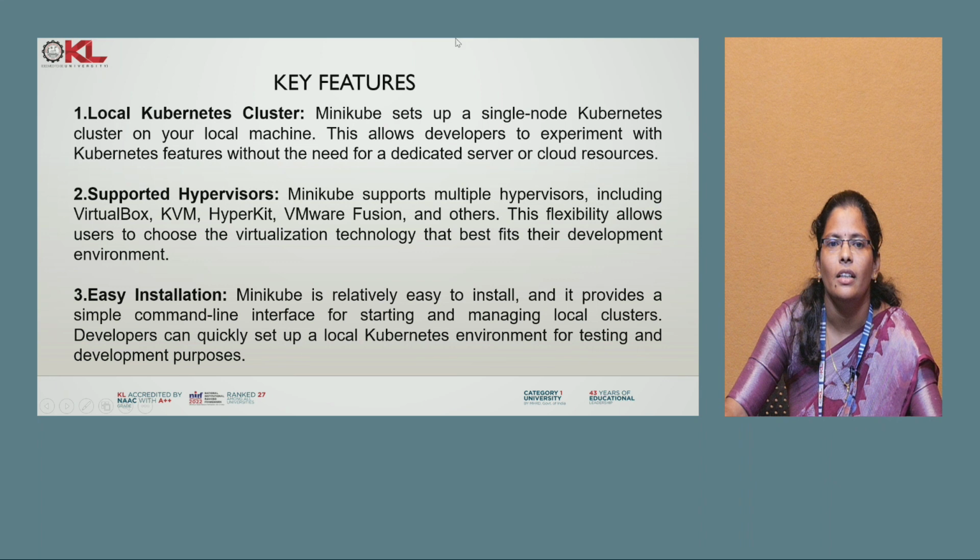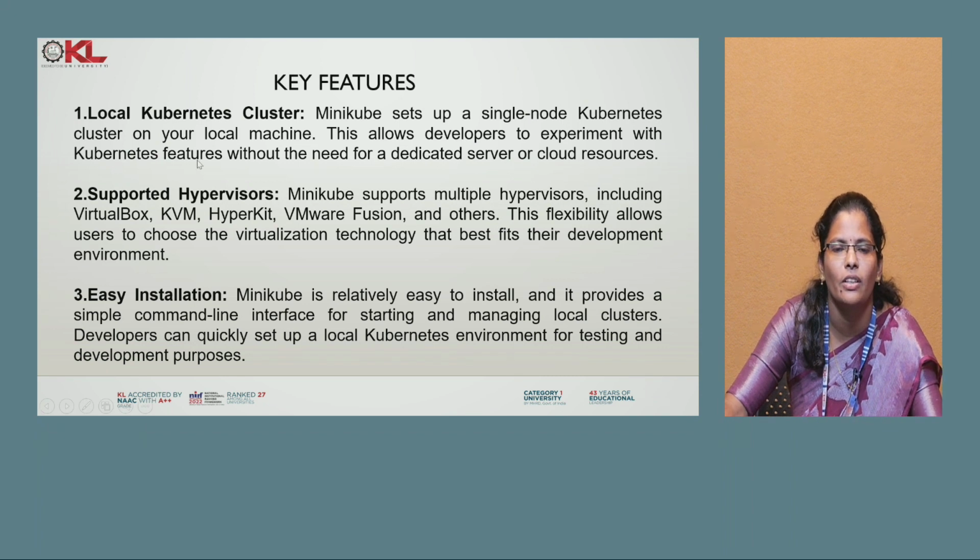Okay, here the key features of Minikube. The first one is local Kubernetes cluster. Here Minikube setups a single node Kubernetes cluster on a local machine. This allows developers to experiment their application to feel the Kubernetes features without the need of dedicated server or cloud resources. And it supports hypervisors. Different hypervisor softwares are available. All will be supported by the Minikube.